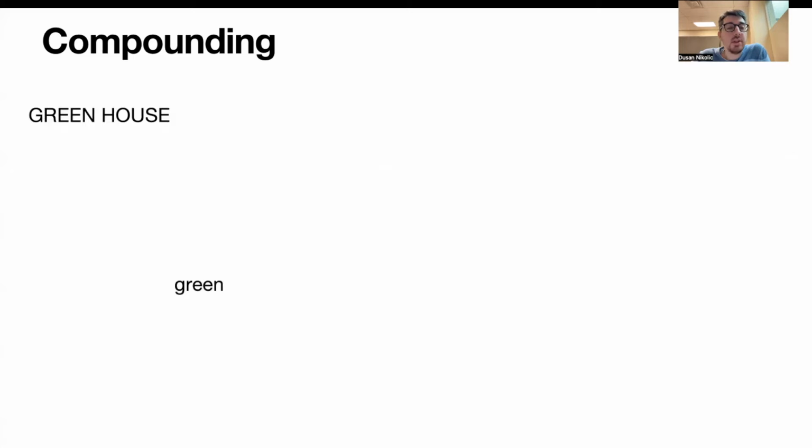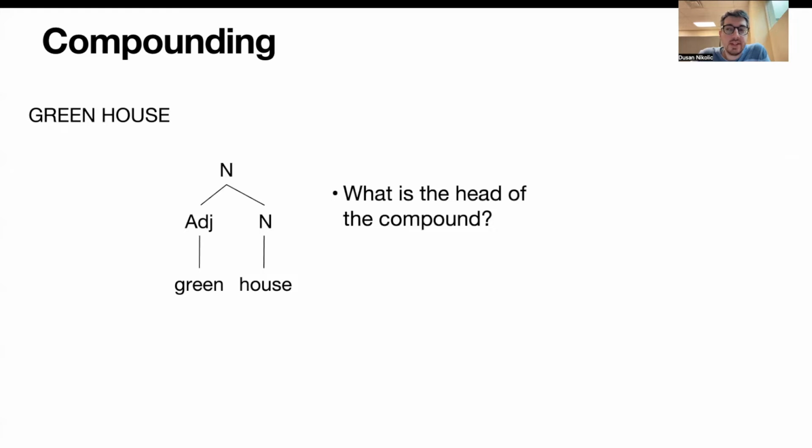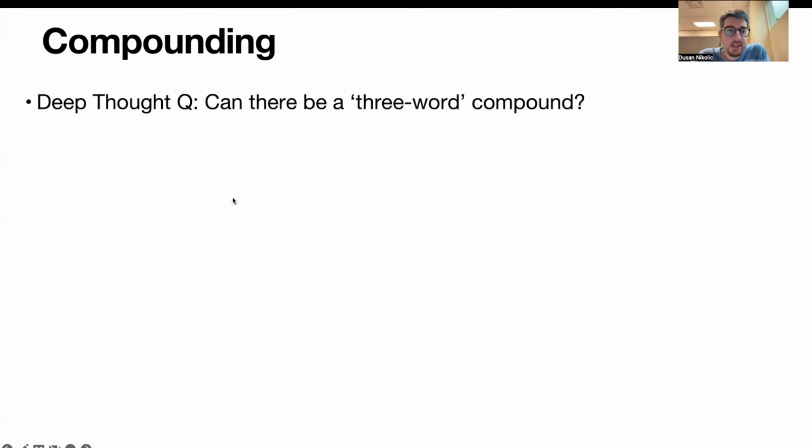For example, greenhouse. Green is an adjective, house is a noun, and the whole thing is a noun. So what is the head of the compound? House, of course. It determines the category of the whole word.